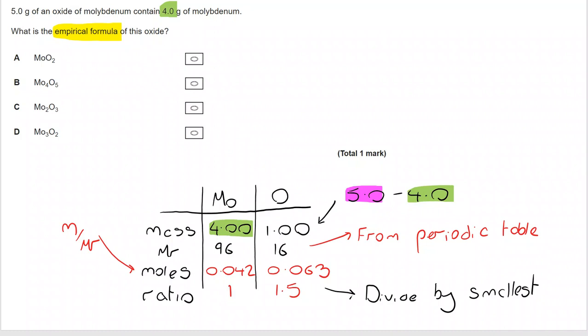Easiest way to get to that, I'm going to double both of them. So I get Mo2O3. It's worth pointing out that when this was on the 2019 paper, just over half of students attained this mark.